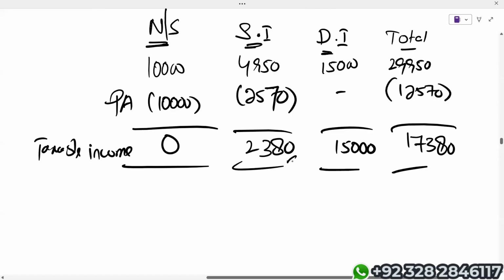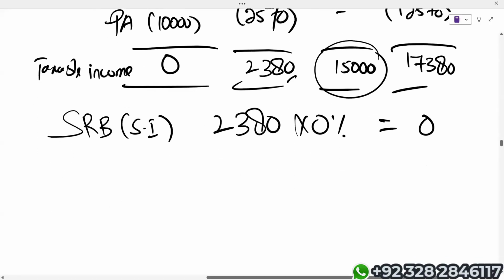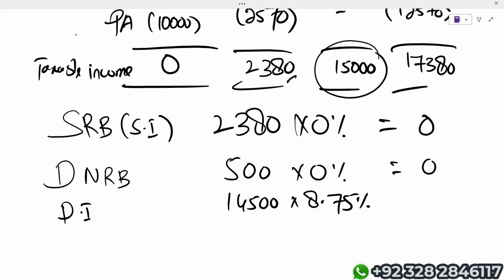The entire 2380 obviously falls in the starting rate band for savings income. 2380 into 0% is 0. When it comes to the entire 15,000, the first 500 falls in the nil rate band, the dividend nil rate band, and 500 into 0% is obviously 0. Now students, the remaining 14,500 of the dividend income falls in the basic rate band, and the applicable rate is 8.75%. I'm getting 1,269.